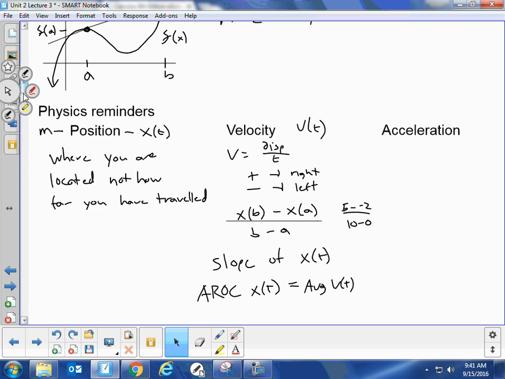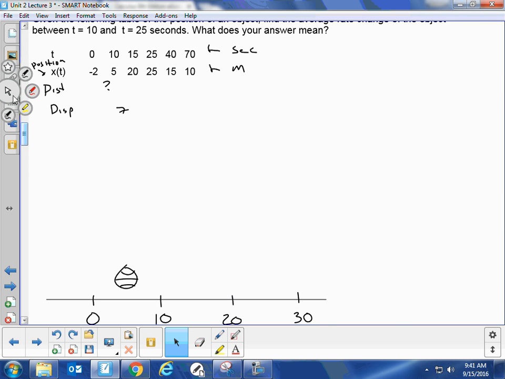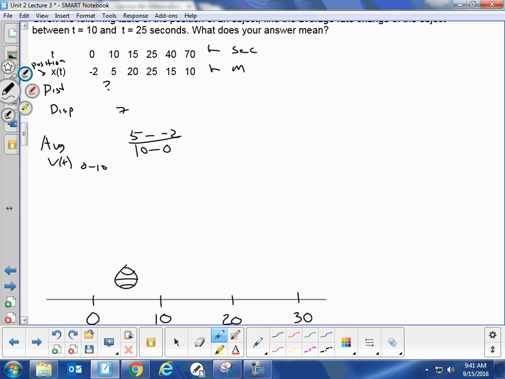Okay, so I went back to here. I would say my displacement was 7, but I would say my average velocity between 0 and 10 seconds would be 5 minus -2 over 10 minus 0, 7 over 10. That means on average, I've moved to the right 7/10 of a meter for every second.